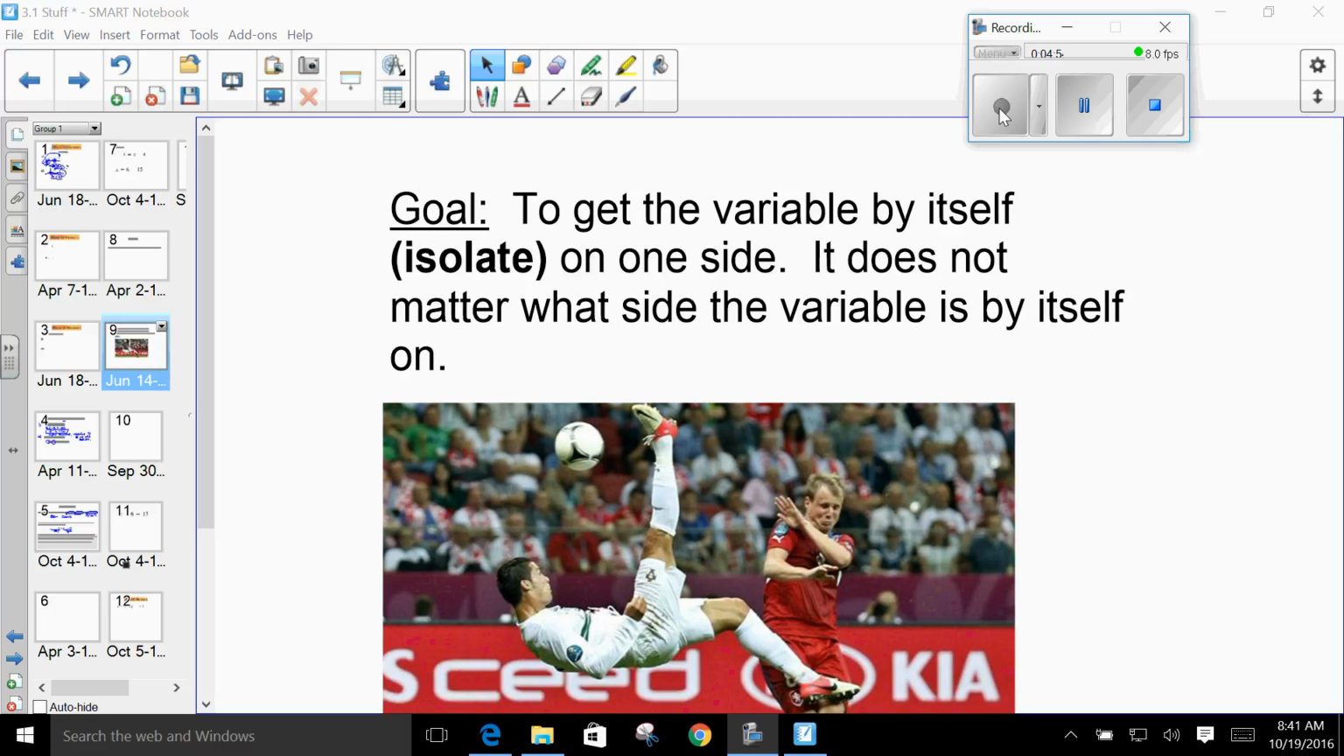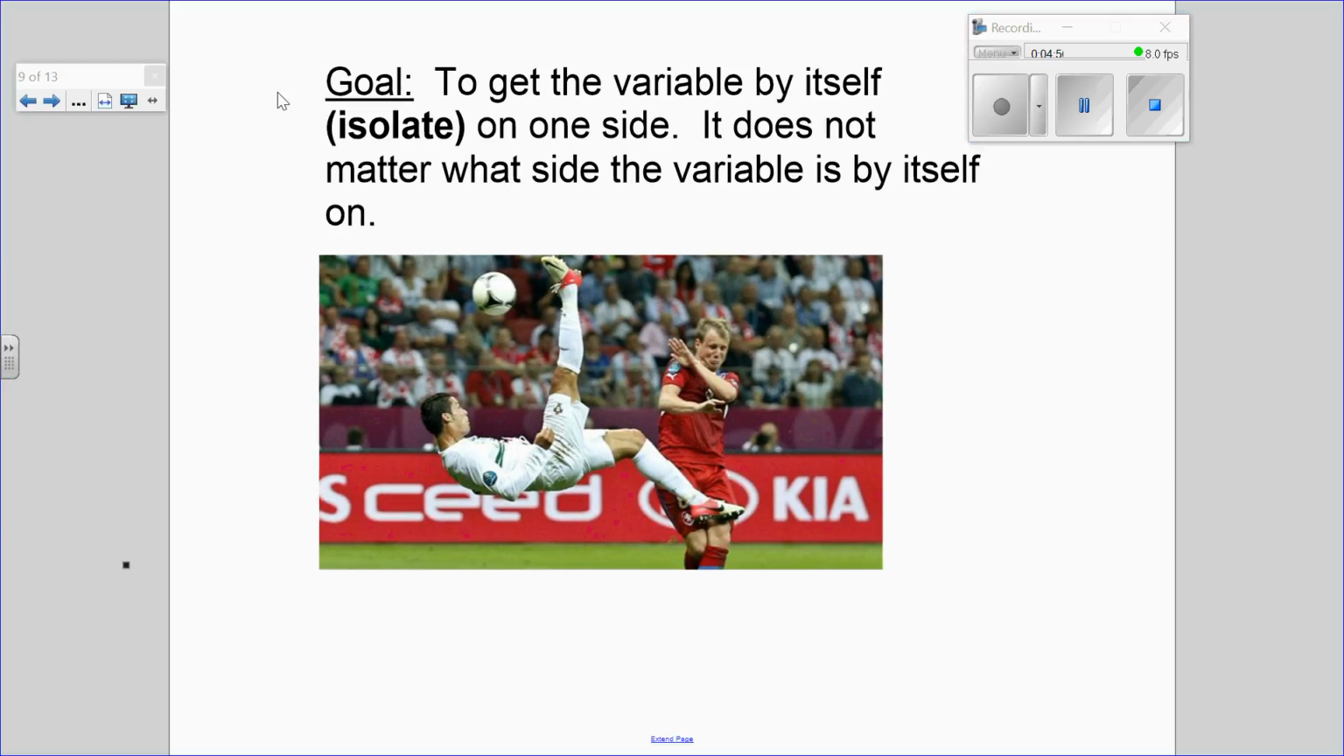Go write the goal of every equation. Ronaldo is scoring a goal. Every time you see an equation, this is the goal. So write that down: to get the variable by itself, isolated on one side. It does not matter what side the variable is by itself on. Okay?